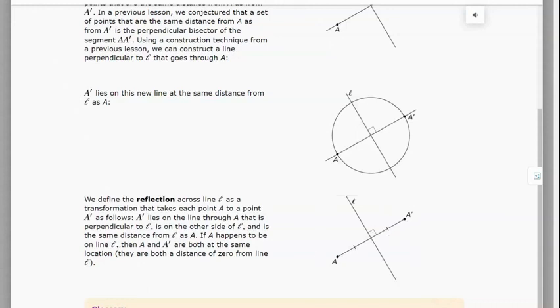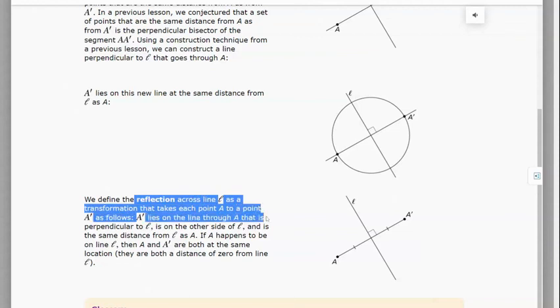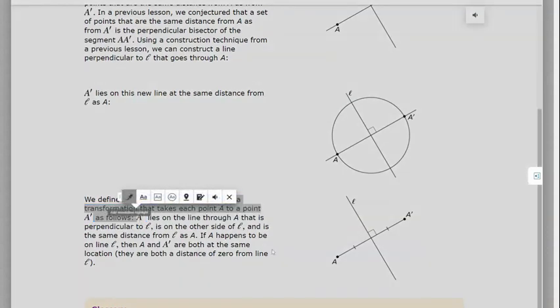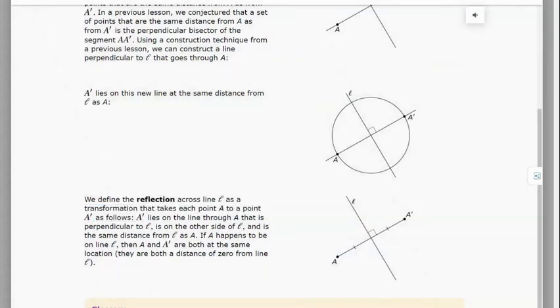Okay, so we define a reflection across line L as a transformation, so things are moving. It takes point A to point A prime, all right, and A prime lies on the line through A that is perpendicular to line L. Have to be perpendicular, 90 degrees. Okay, so that is the definition of your reflection.